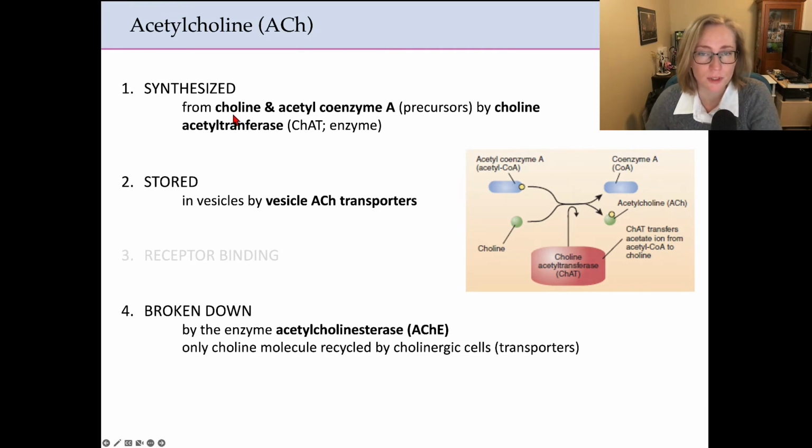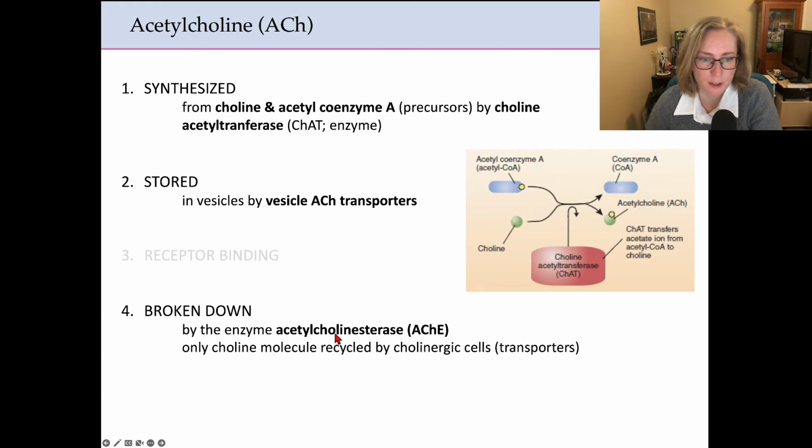It's synthesized from two different precursors, choline and acetyl coenzyme A. Choline acetyltransferase basically helps put these two together so that we get acetylcholine with the side product of coenzyme A. So it's a little bit different than our other neurotransmitters. Also, the destruction is going to be a little bit different.